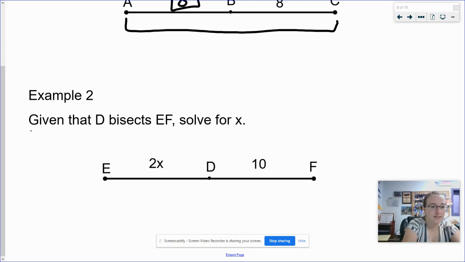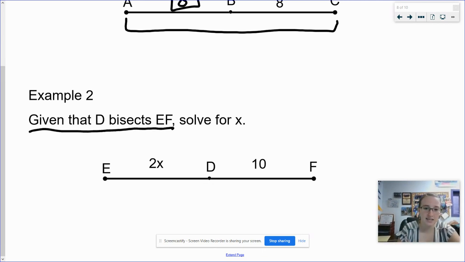So once more, given that D bisects EF, that tells me these are equal. I'm going to go ahead and use this notation right now. We're going to do it later. But whenever we have two sections of a line that are equal, we draw a little line through them. And that tells me from E to D is equal to from D to F. That little line right there tells me this section equals this section. And look, what I just said is our setup.